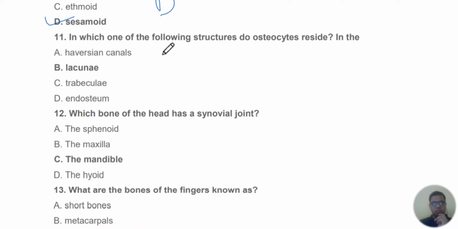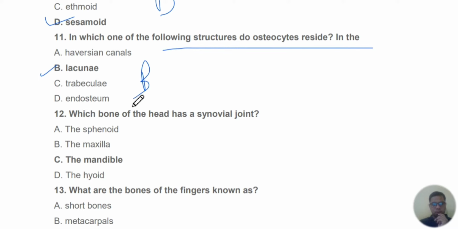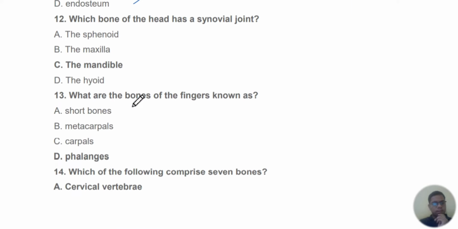Next is 11 question number. In which one of the following structures do osteocytes reside in the lacuna? The answer is B, lacuna.